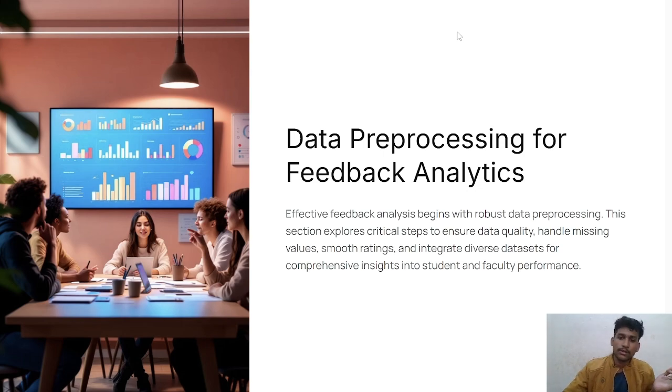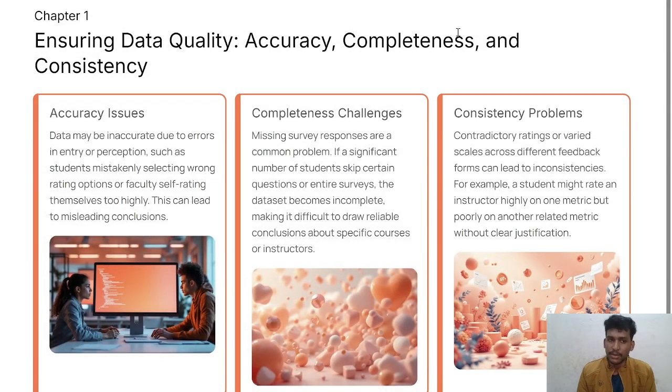So I have distributed everything within sections and chapters. I will talk about every chapter one by one. So here it is, chapter 1. Ensuring data quality, accuracy, completeness, and consistency. Accuracy issues. Data may be inaccurate due to errors in entry or perception, such as a student mistakenly selecting the wrong rating option, or a faculty member rating themselves too high. This can lead to misleading conclusions.